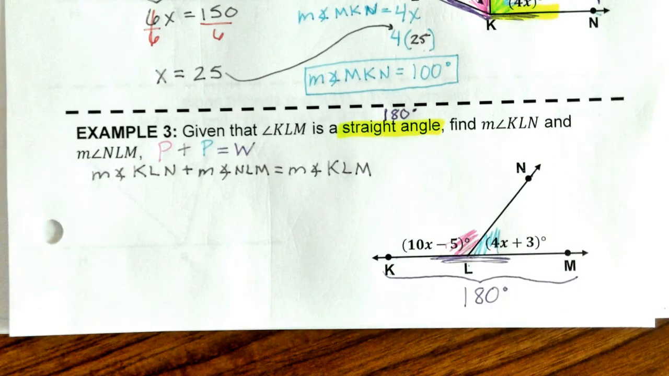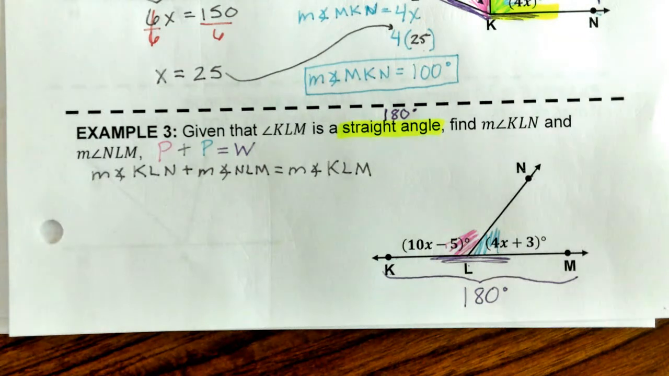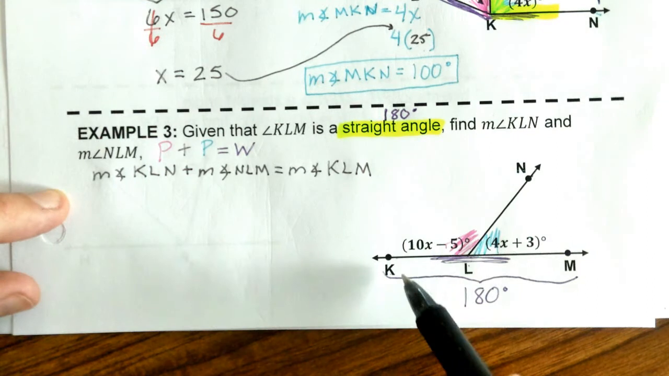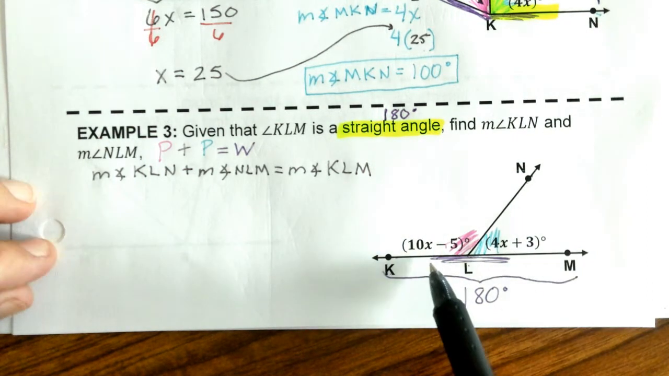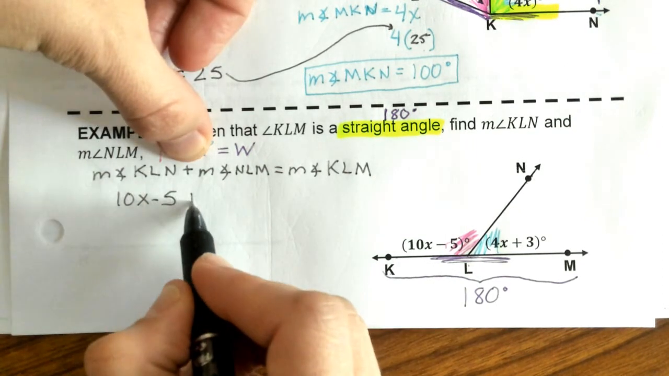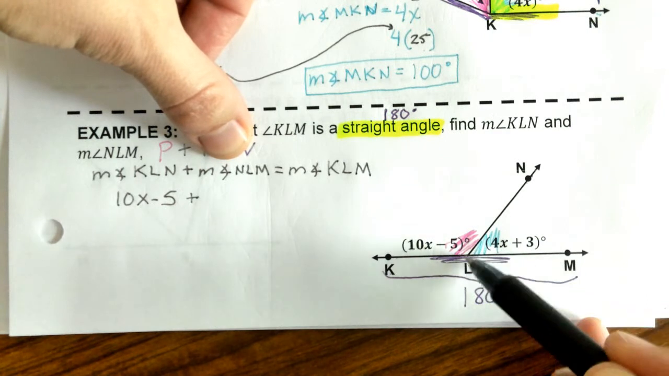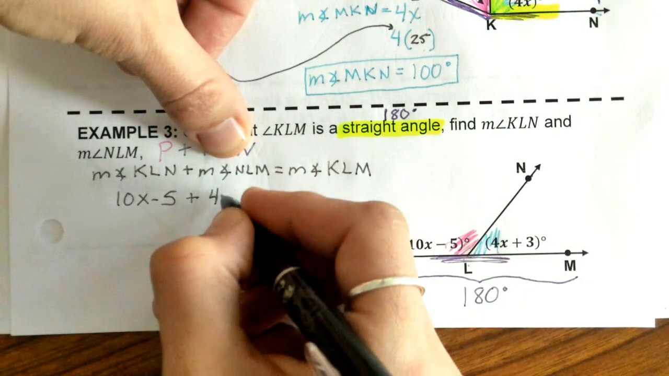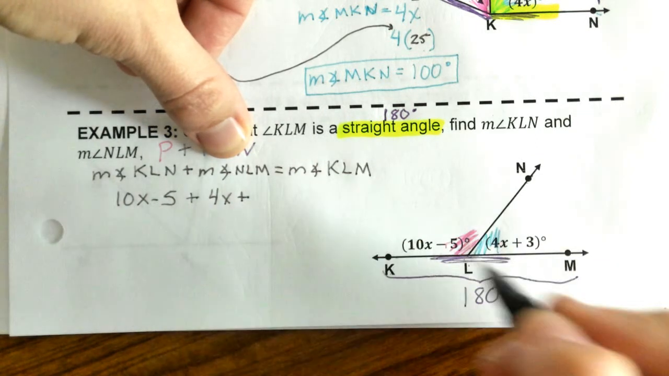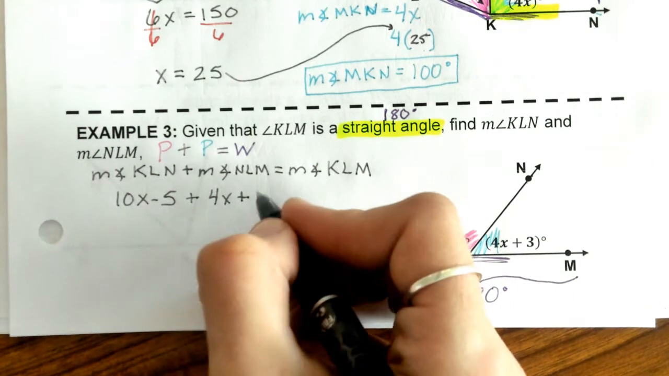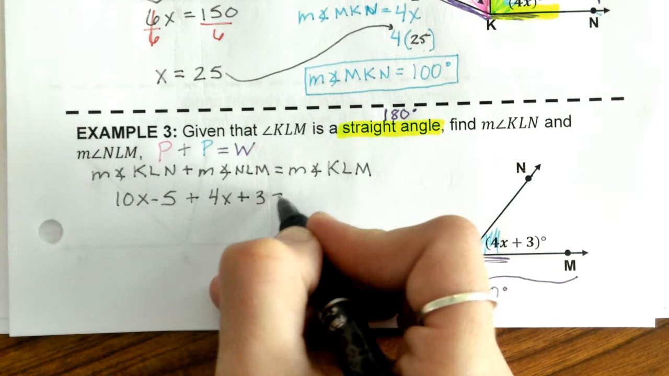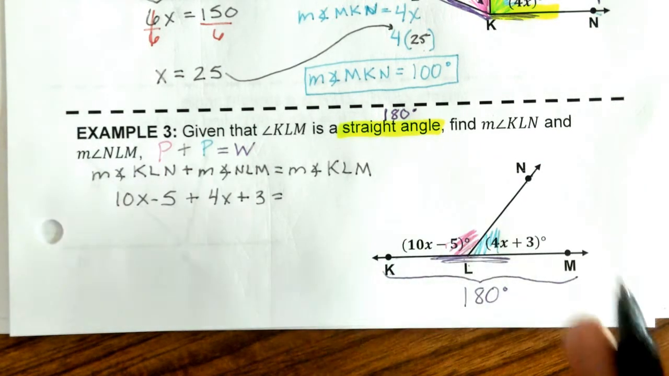Everybody got it? You're already calculating. Why are you shaking your head no? So let's substitute in here. The measurement of angle KLN is what? Good, 10x minus 5. We're going to add, substituting in for the measurement of angle NLM, 4x what? Why does everybody say 3x? 4x plus 3. We're going to set that equal to the whole, 180. Good.